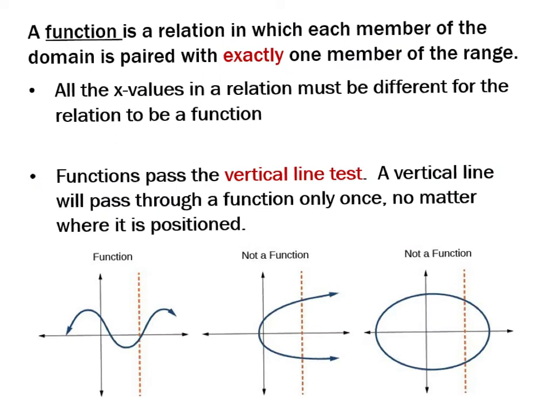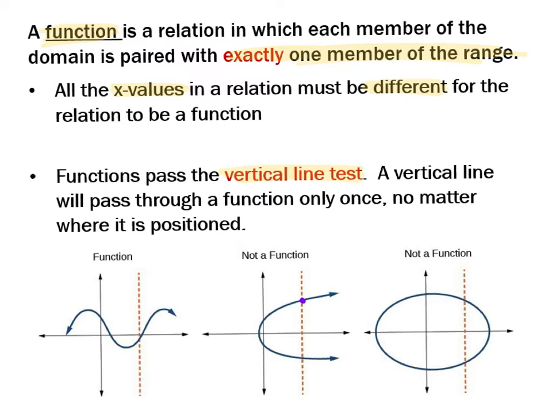The next concept we'll talk about is a function. A function is a relation in which each member of the domain is paired with exactly one member of the range, where each input has one output. So all the x values in a relation must be different in order for the relation to be a function. Functions also must pass the vertical line test. What the vertical line tells us is that it will pass through a function only once, no matter where it is positioned. So for example, this first graph is a function because it only ever crosses it once.